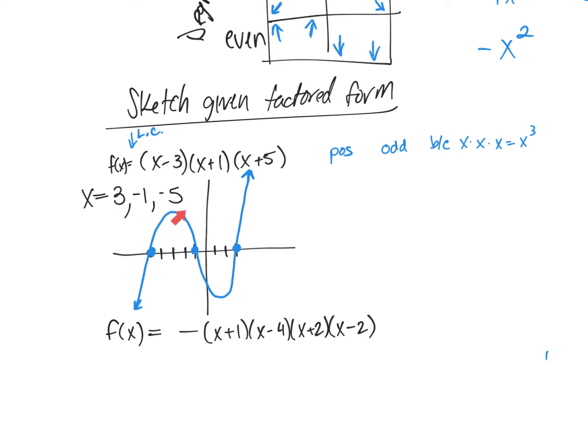I'm not really concerned with how high or low we go. If we really wanted to be accurate, we could plug in some numbers in between here and get that. But that's not necessary. This gives us a really good picture of the parabola. Or sorry, the polynomial. Okay. Questions?